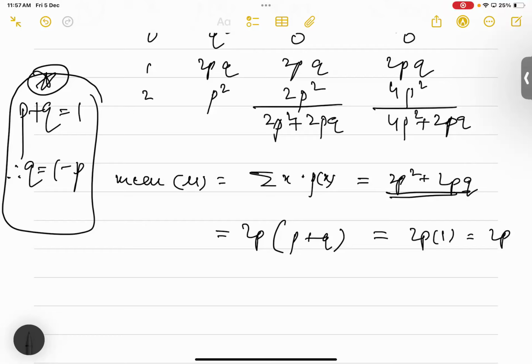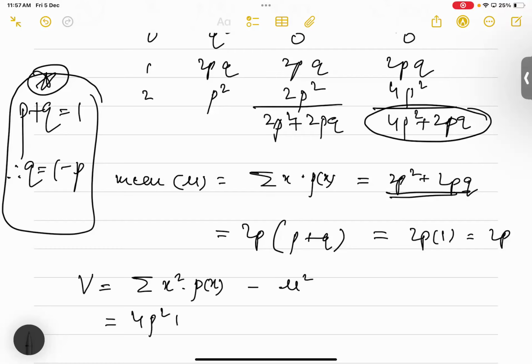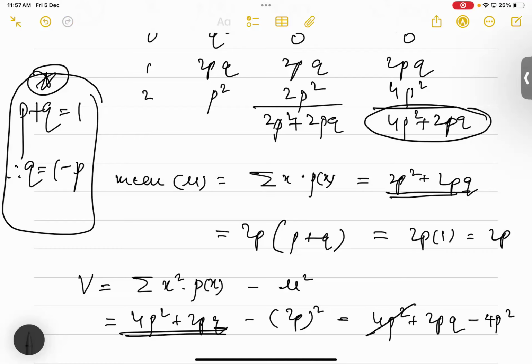100%। वेरियंस समेशन एक्स स्क्वायर पी ऑफ एक्स माइनस म्यू स्क्वायर। नाउ एक्स स्क्वायर पी ऑफ एक्स इज दिस, 4p² प्लस 2p³ माइनस 2p दी होल स्क्वायर। अभी यहाँ पे क्या कॉमन है? 2p। करेक्ट ना? Okay. Otherwise, just leave it as it is. What you can do is 4p square, 2pq minus 4p square. This and this is gone. This is the final answer. 2pq.